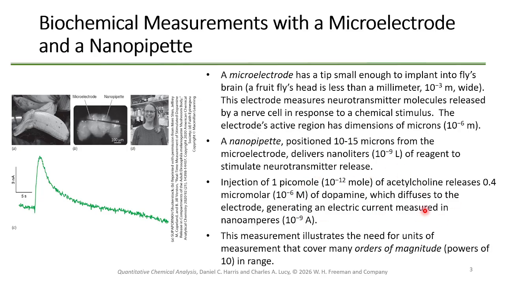This measurement is actually an illustration of the need for units of measure that cover many orders of magnitude, in case you're wondering, i.e. the powers of 10. Look at how much of a pain this would have been to write out. Doesn't it look painful? Don't you feel sorry? It was unpleasant to read, wasn't it? Because 10 to the negative 6, 10 to the negative 9th. You can't compare anything because the prefixes, right? You need prefixes. It makes it much faster. Okay.